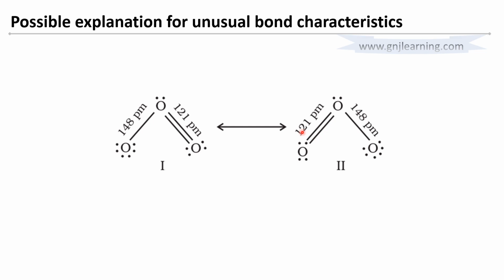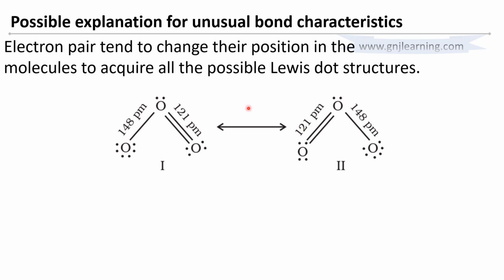So the possible explanation is this: electron pairs tend to change their position in the molecule to acquire all possible Lewis dot structures. What does this mean? So initially, if the molecule has acquired this structure, this double bond means it is a pair of electrons. This pair of electrons slowly moves onto the adjacent single bond.